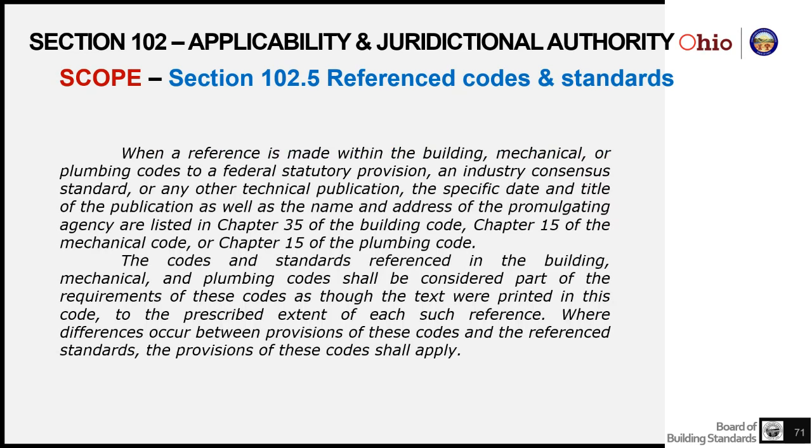So, reference codes and standards. This is going to be things that the building code references from within the building code to documents outside the building code.